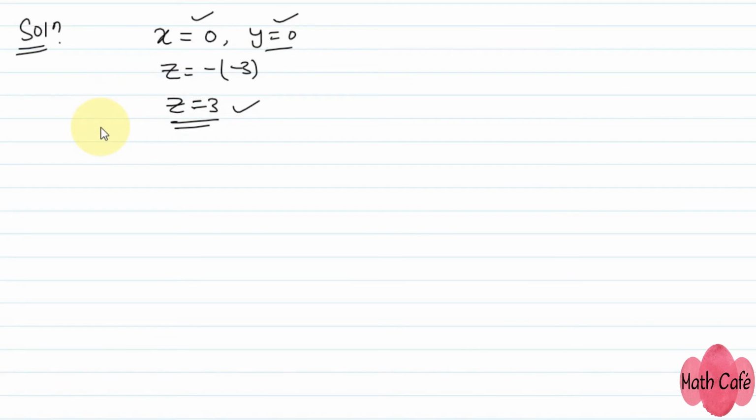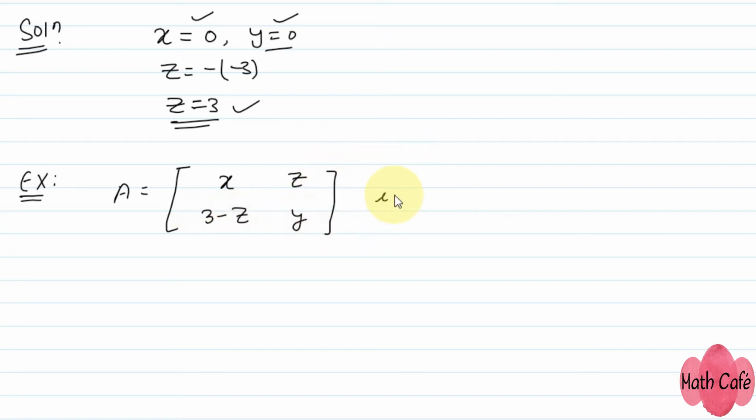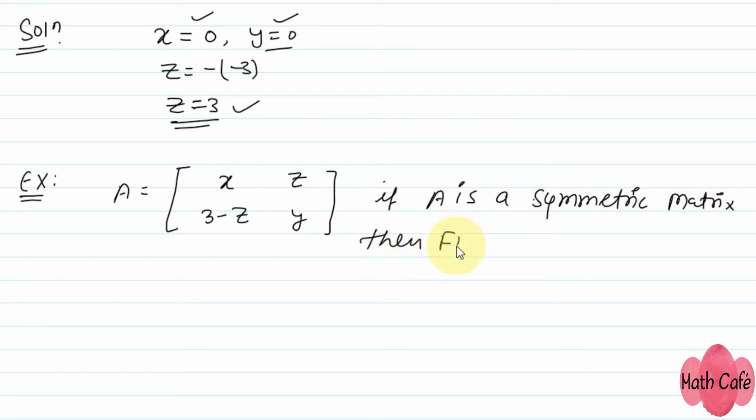So let's move to the next example. It is given in the question that a matrix A is, let's say, x, z, 3 minus z and y. If A is a symmetric matrix, then we need to find the values of all the variables x, y and z. Alright, so let's proceed with the solution.